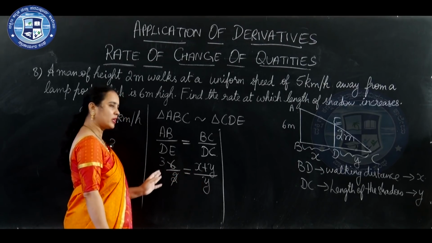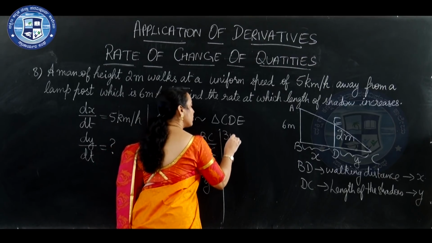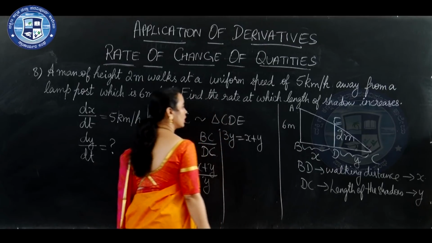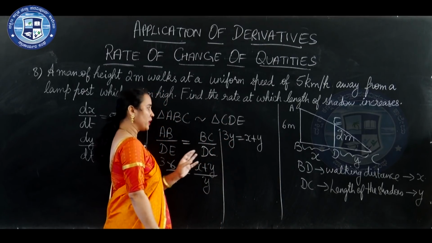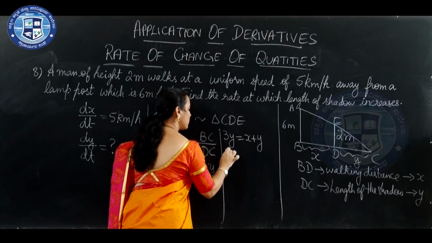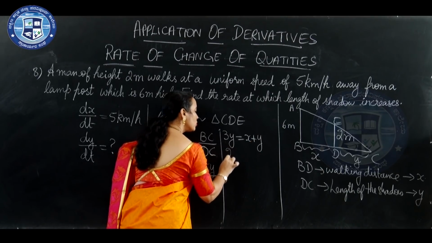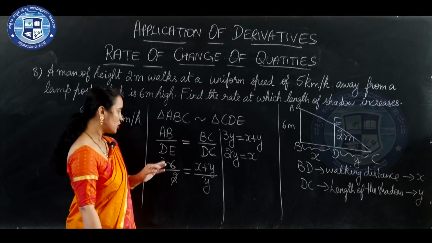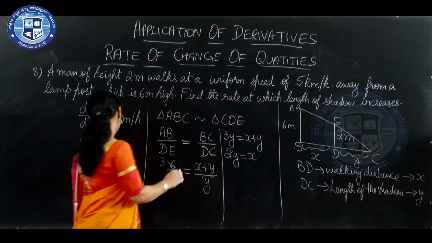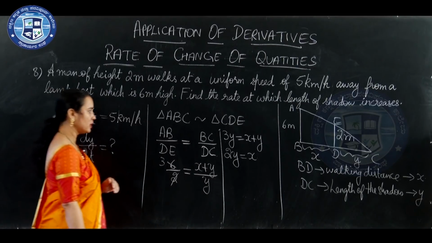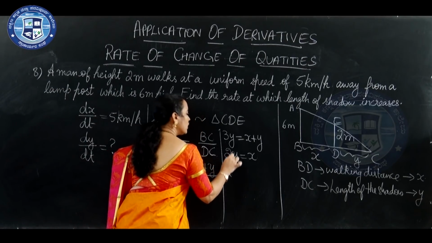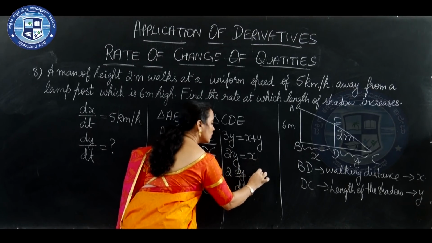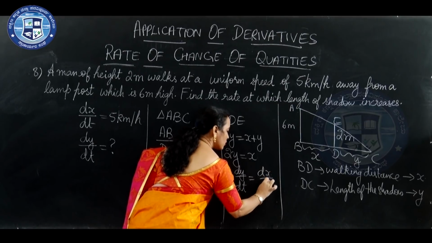Now take this y to the left hand side. You will have 3y is equal to x plus y. Take all y terms to one side. So 3y minus y will give you 2y is equal to x. So now let's differentiate this equation, because our aim is to find dy by dt. So 2 into differentiate y with respect to t is equal to differentiate x with respect to t.